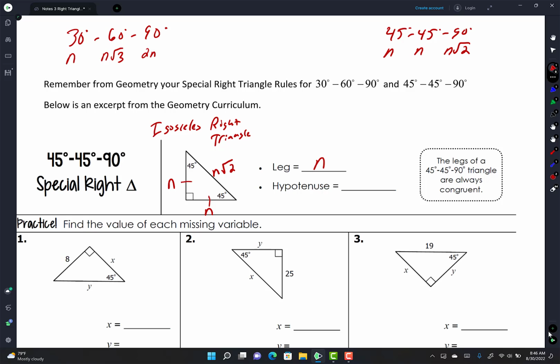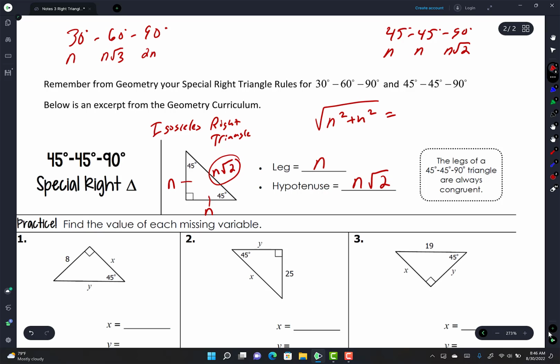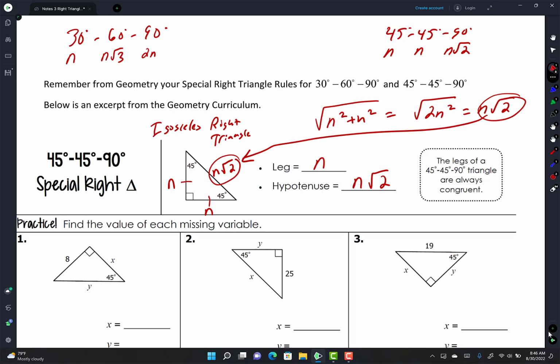These formulas, guys, did not just happen. I guess you can memorize them, but I don't want you to become a robot. They come from somewhere. Remember the Pythagorean theorem? Let's look for the hypotenuse using it. The square root of n squared plus n squared is the square root of 2n squared. The square root of n squared is just n, so we get n square root of 2. That's the hypotenuse. All these are coming from somewhere. They don't just magically appear, guys.